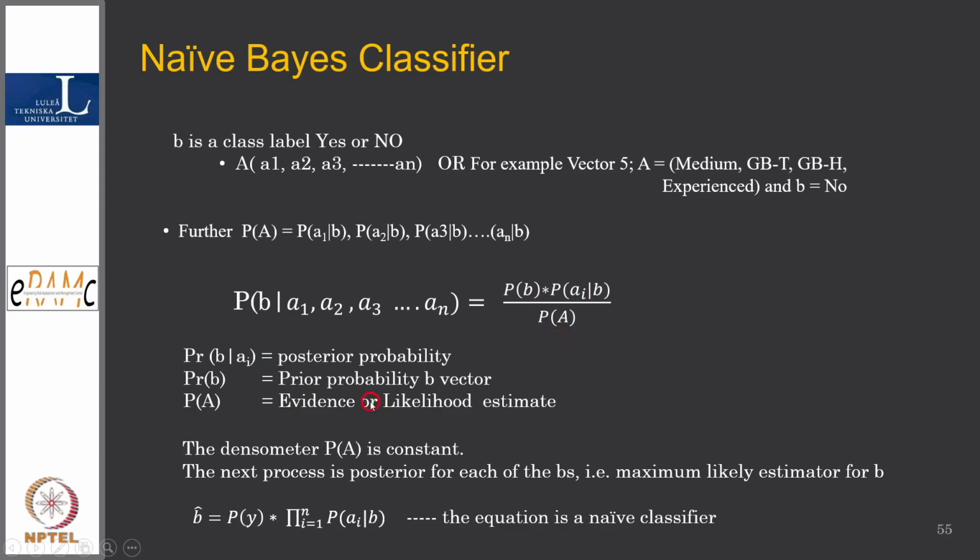So, the Bayesian algorithm. Now, P(B|A) is the posteriori probability. That means this is our posteriori probability, P(B) is the priori probability, and P(A|B) is the evidence or likelihood estimate that we have with us. So the final theorem is B-hat, that is the probability of B we are trying to see, the maximum likelihood estimator for our problem. So probability of Y times the product over i equals 1 to n of the Ai terms, whatever we have, this equation is called the Naive classifier.